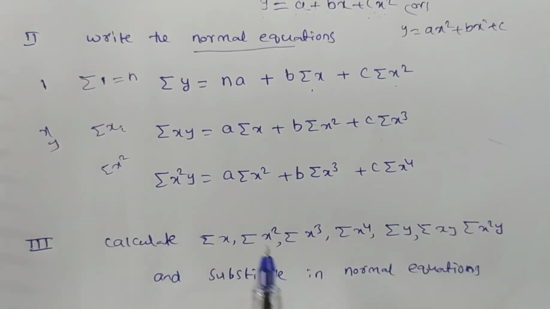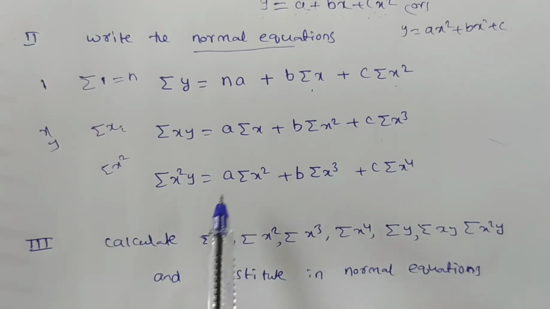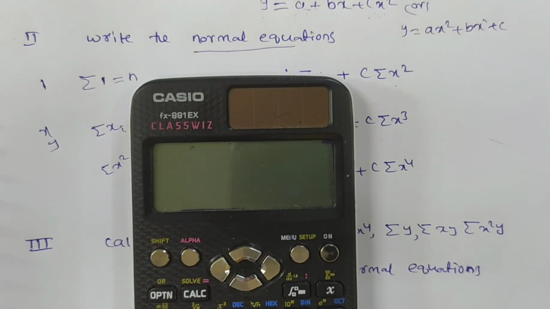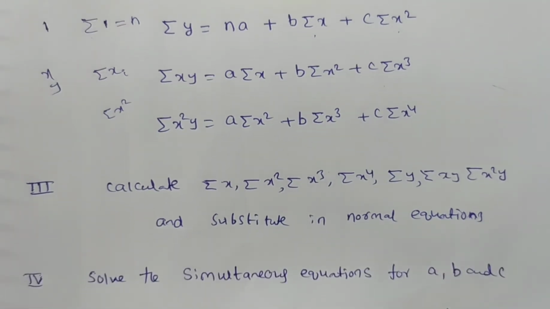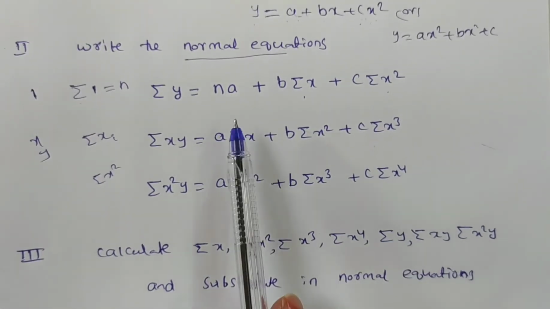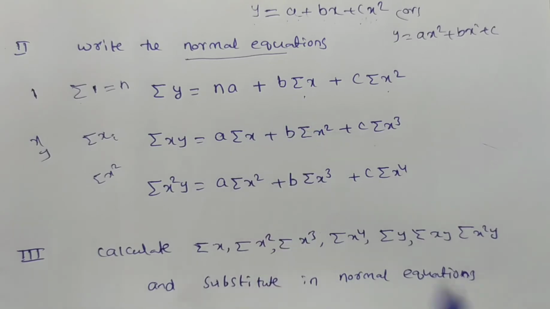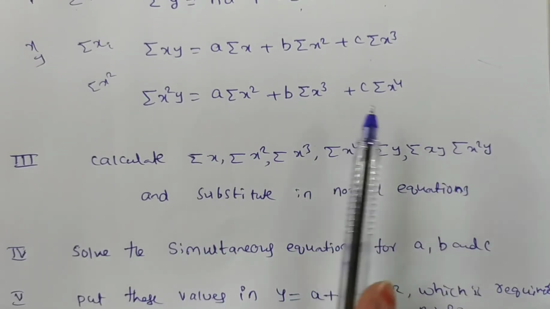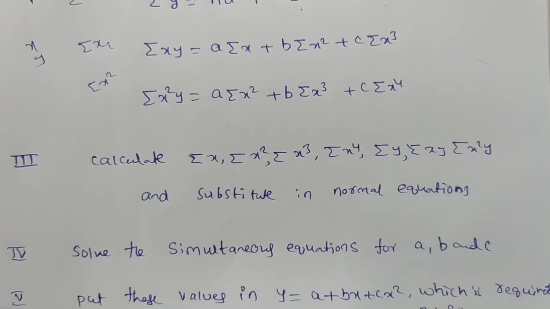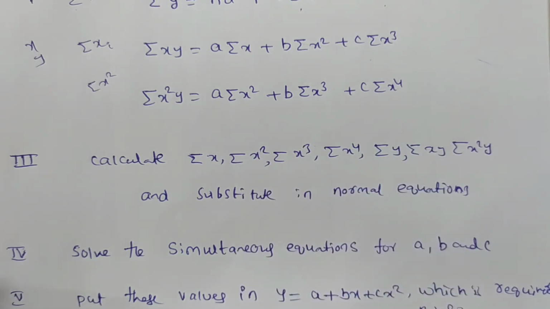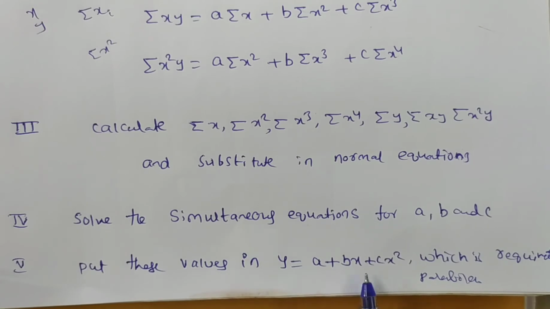How will we get them? Based on the given data we have to construct the table. We need to find all these values by using the calculator. Of course you can do it directly, but the calculator is very easy to use. Now we will get these three equations, which are in the form AX equals B, so this is a non-homogeneous system of linear equations. On solving these equations you can use the matrix method in the general way, or else use the calculator to get the unknown values A, B, C. After getting these, we substitute in y is equal to a plus bx plus cx square, which gives the required parabola.